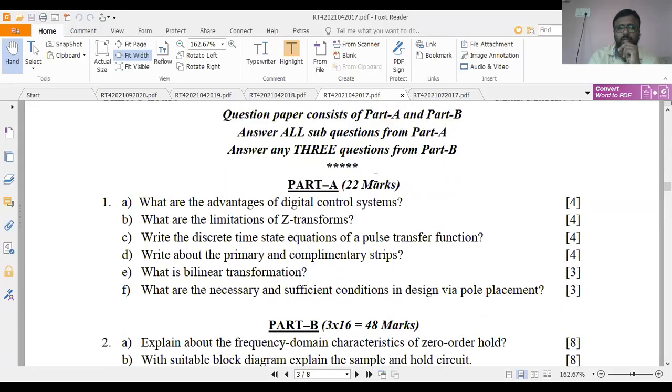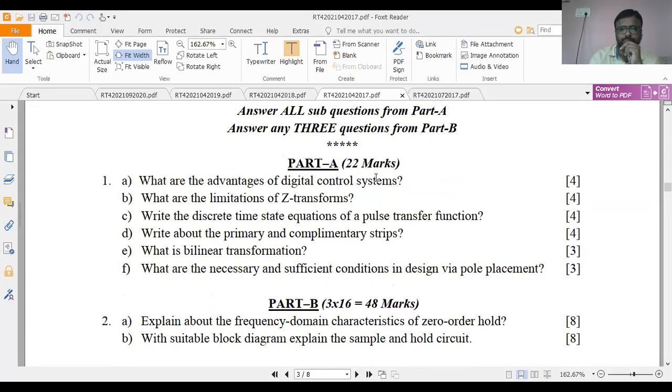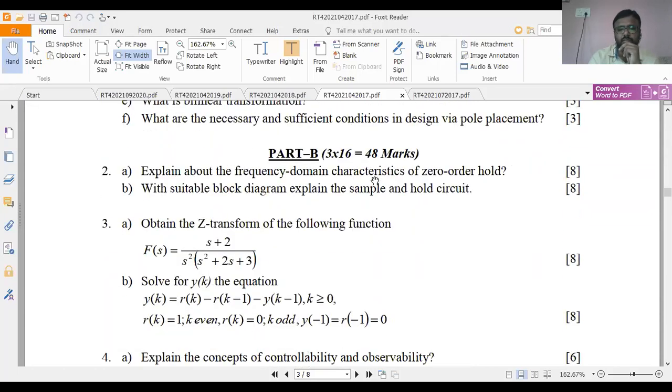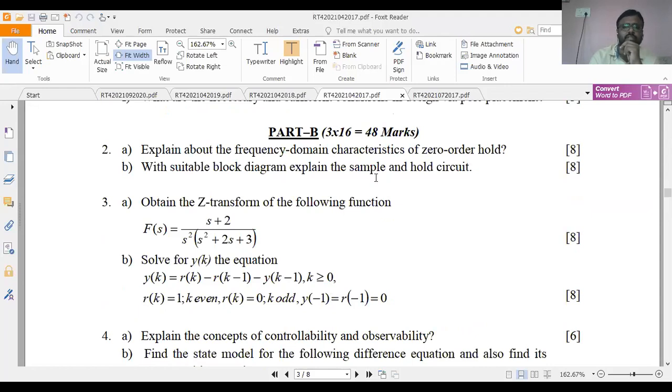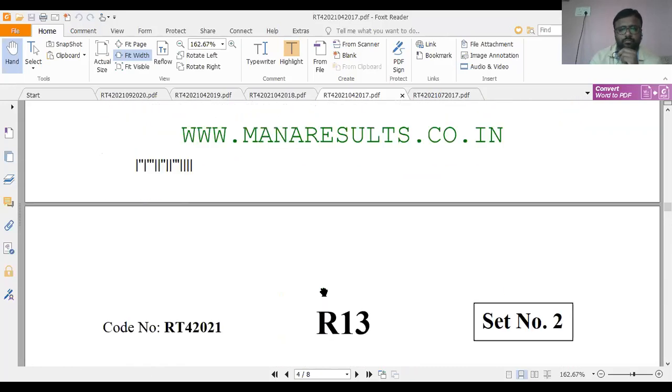Coming to the second set, what are the limitations of the Z transform? And obtain the Z transform of the following function F(s). For this one also you can use the partial fraction expansion or the residue method. Solve for y(k), that is y(k) is equal to r(k) minus r(k minus 1) minus y(k minus 1), and he has given the initial conditions y(minus 1) and r(minus 1) equal to 0. So these kinds of problems are not discussed, it is not in our syllabus.